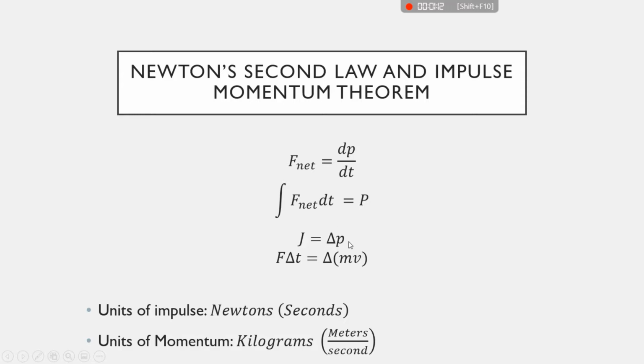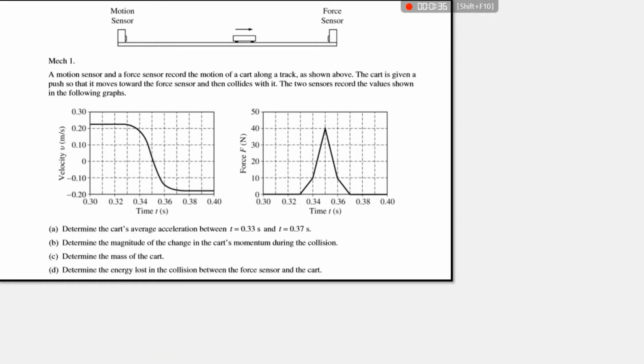Because our impulse is our change in momentum, we could set our force times our change in time equal to our change in momentum. Units for impulse are newton-seconds. Units for momentum would be kilogram meters per second. Any questions on anything so far? Okay, let's jump right in.